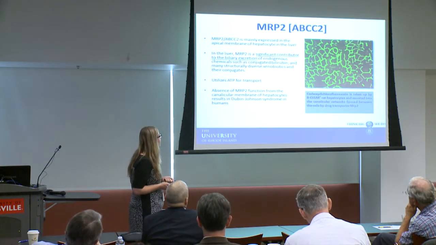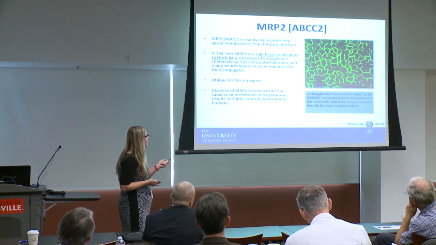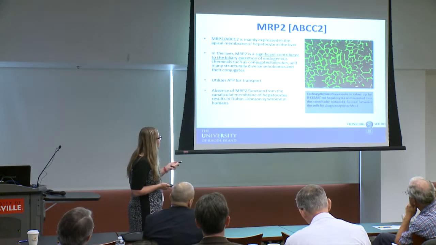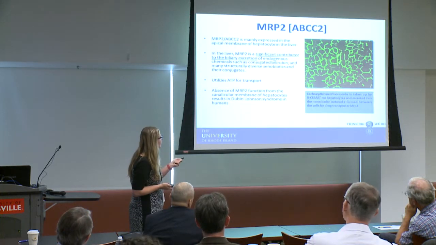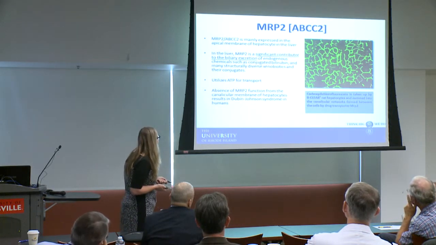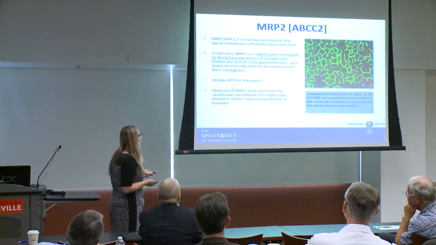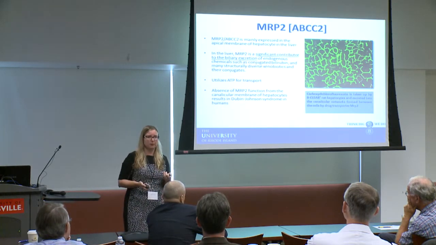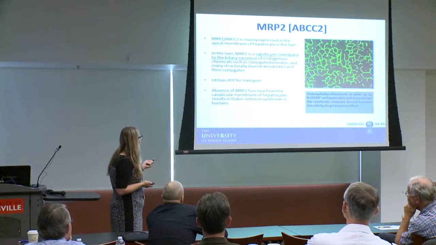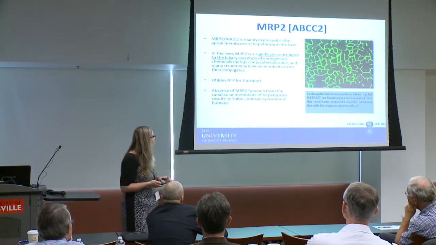Okay, lastly, MRP2. MRP2 is mainly expressed on the apical membrane of hepatocytes, so this is staining in sandwich cultured hepatocytes and showing accumulation of a dye that utilizes MRP2 for transport, and showing that there's a nice kind of canalicular accumulation of that MRP2 substrate. It is a significant contributor to biliary excretion for many compounds, often xenobiotics that are forming either glucuronide and sometimes sulfate conjugates. Absence of MRP2 function can result in Dubin-Johnson syndrome in humans.